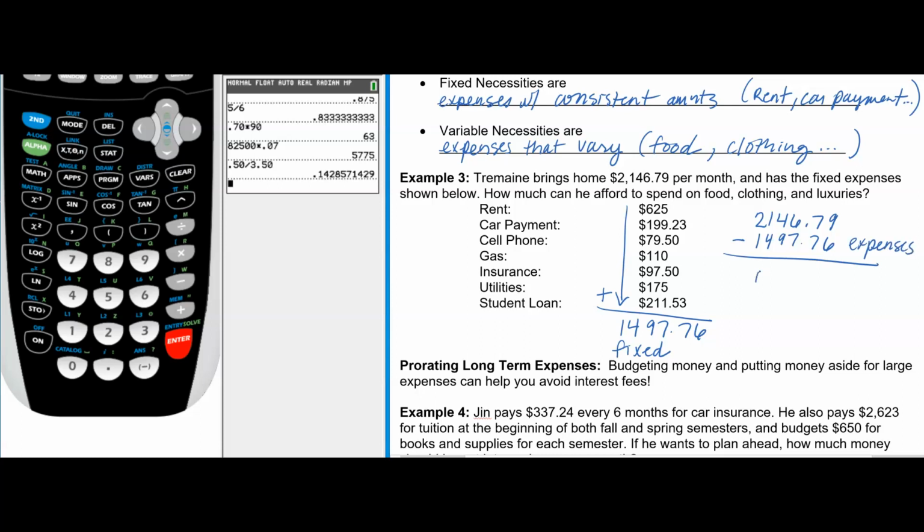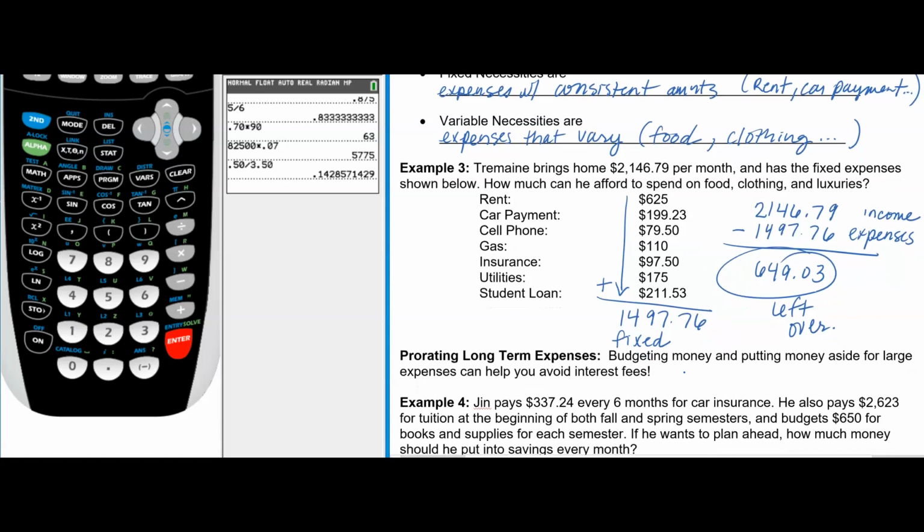Okay. And then I've got $649.03, and that's going to be what he has left over to spend. So we add up the expenses and then we subtract them from the income that he makes per month.